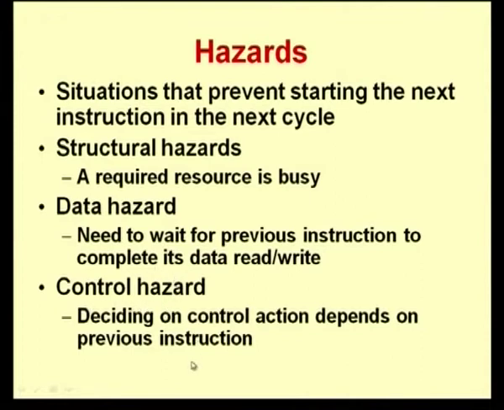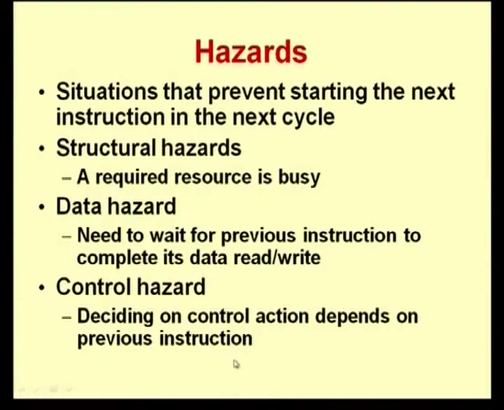Now, this happens whenever we have control instructions in place, that is, deciding on the control action depends on the previous instruction. So, let us say we have a branch on equal instruction. Just let us say it was in the IF stage, now it has gone into the ID stage. Now, the question is, in the next clock cycle, which is the instruction I need to fetch.